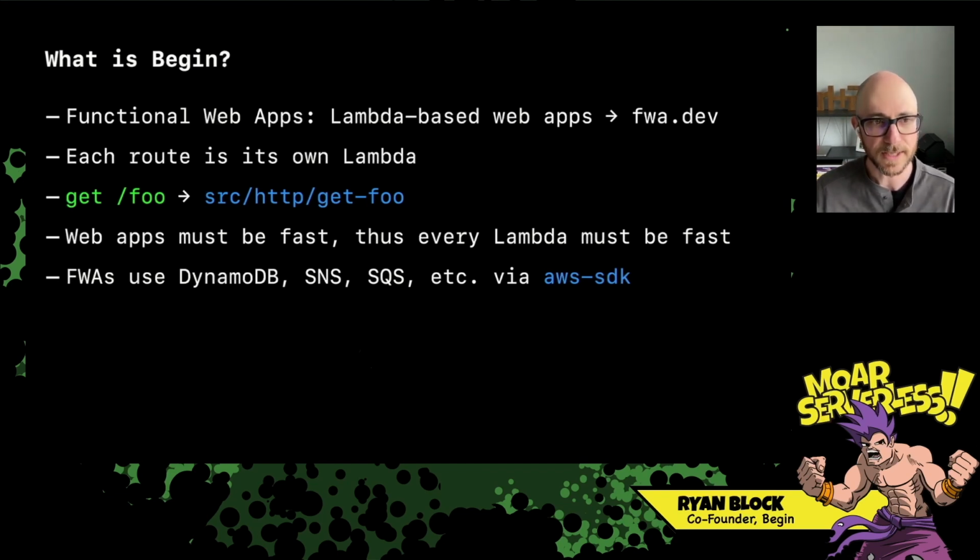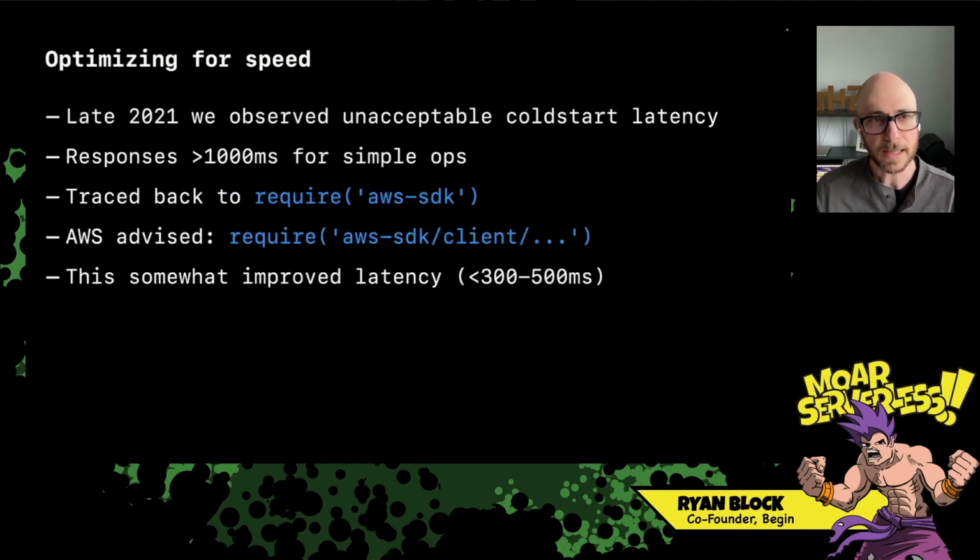By default, FWAs that are provisioned with Architect and Begin use a variety of services in the AWS ecosystem like Dynamo, SNS, SQS, and many more. We were doing that for a super long time with the AWS SDK, as you might expect. Back in late 2021, we started to observe some unacceptable cold start latency that really caught our attention. We were seeing simple operations in these customer hot paths on the web taking over a second. Over a second to load a web page because of SDK calls was not acceptable to us.